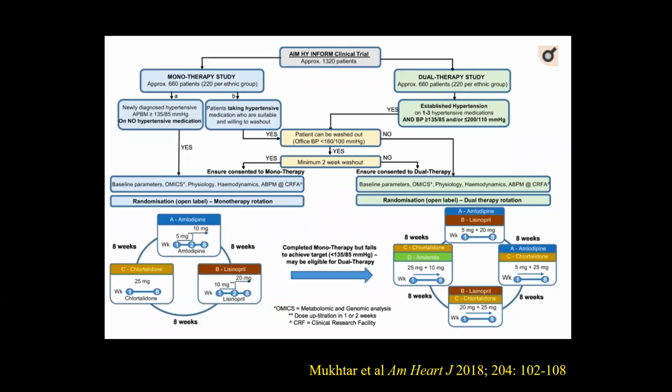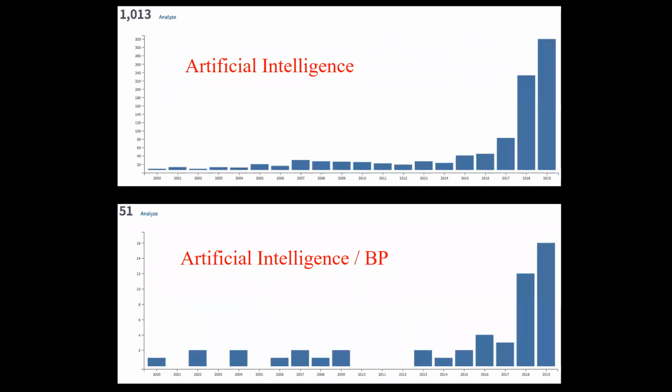We're waiting for the results of this study, but when we've got them, this is the sort of information that you can put into an algorithm to help you define what drug is the best drug to give a patient. So artificial intelligence, I don't need to tell you, this is just data on publications. It's going up exponentially, and there are a lot more papers on artificial intelligence and blood pressure now.